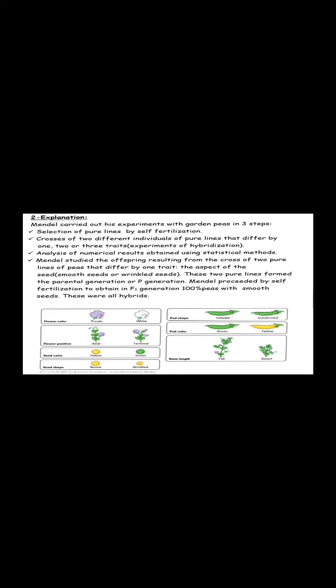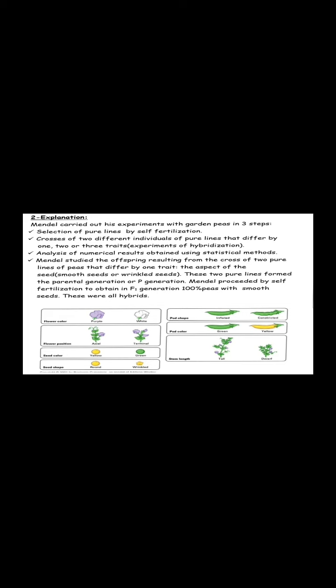Second, he crossed 2 different individuals of pure line that differ in one trait. He took a wrinkled pea and a smooth pea. They are all similar except for the aspect of the outer layer. So they are pure, similar except for only one trait, and we cross them together. This is called monohybridism. Mono means one, hybridism means crosses between 2 pure lines.